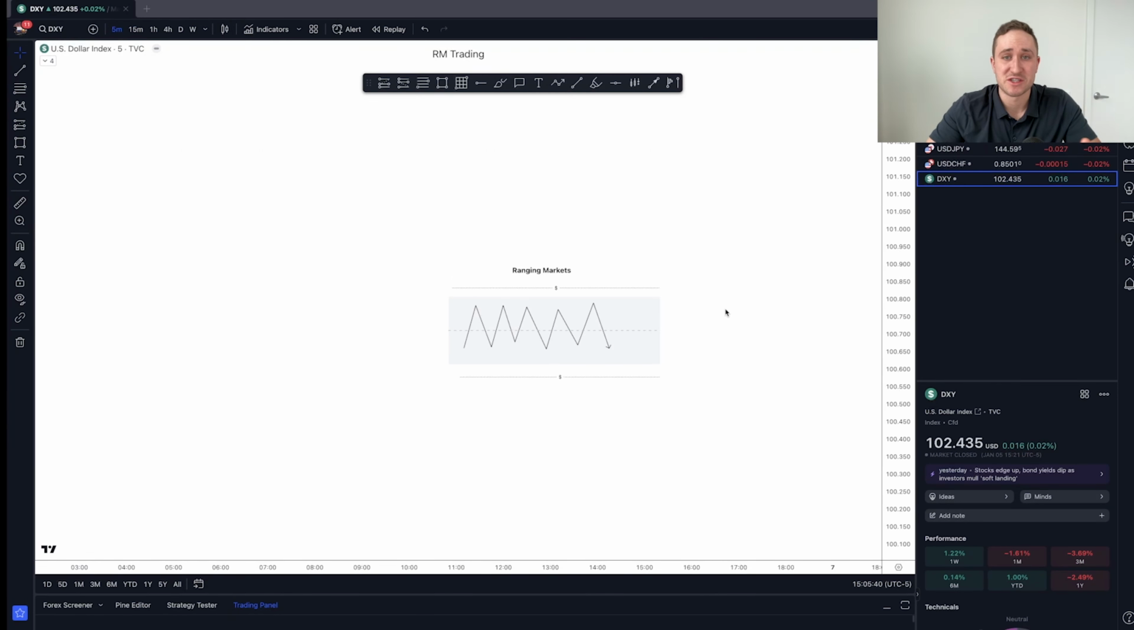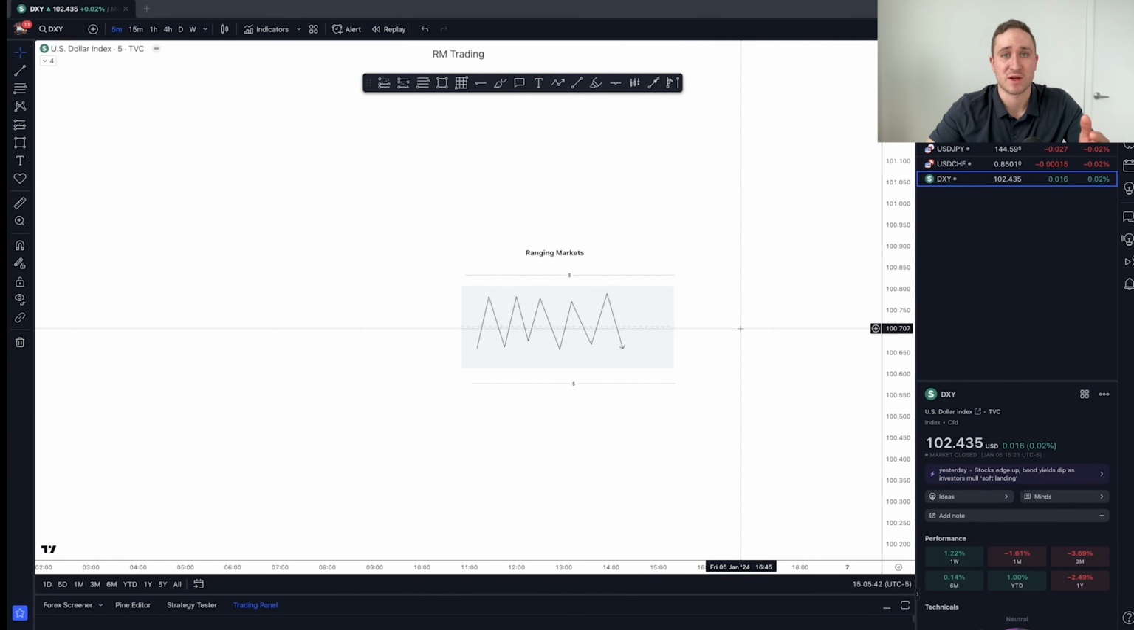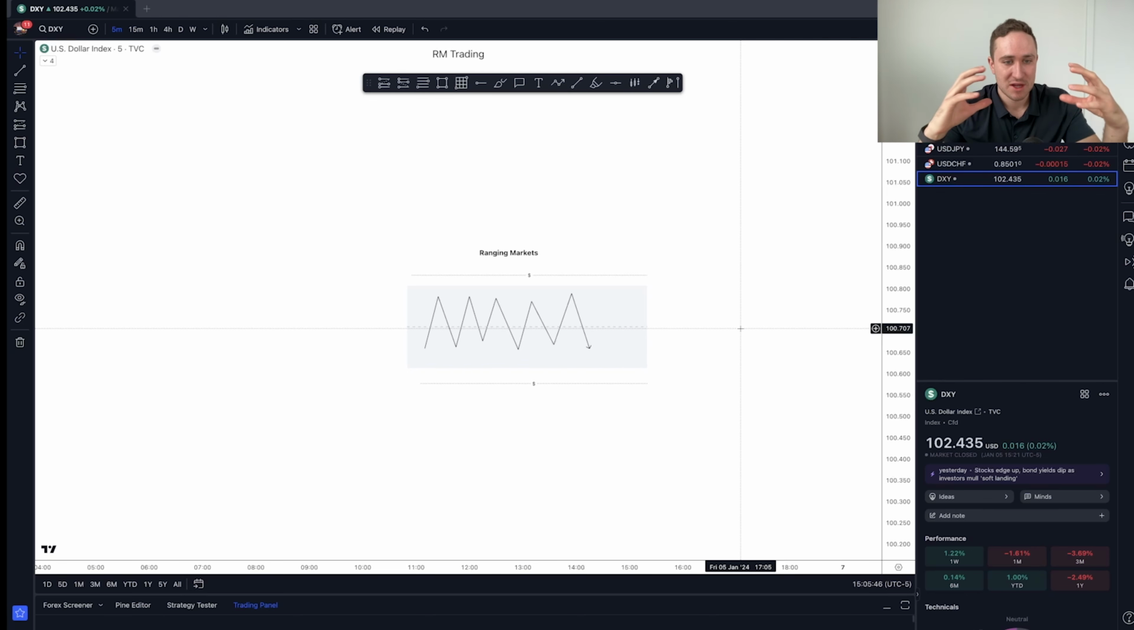Next up, we have ranging markets. So what is a ranging market? A ranging market is when the market is consolidated. So the market is being held in one place, and what it is doing, it's accumulating orders, and it's also stacking liquidity on both sides for when the market wants to move, it's got the amount of liquidity it needs to move in that favorite direction.